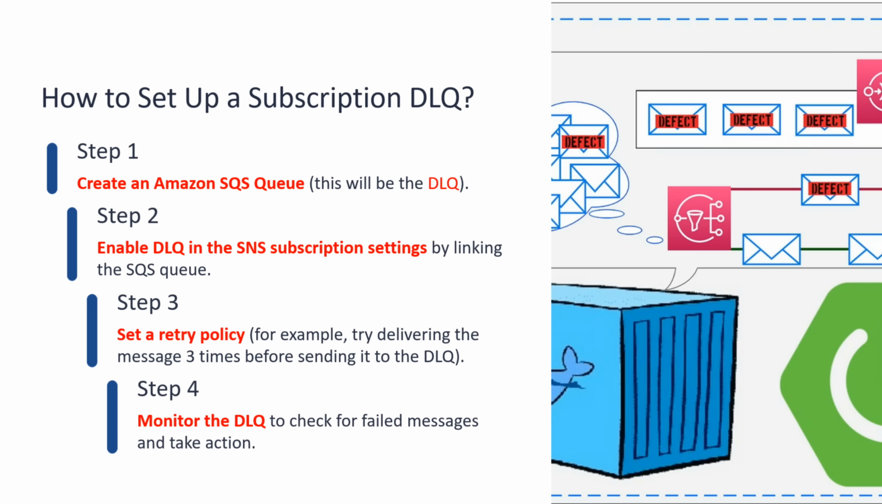How to set up a subscription DLQ? First, create an Amazon SQS queue, that will be your DLQ. Then enable DLQ in SNS subscription settings by linking the SQS queue. Then set a retry policy. For example, try delivering the messages 3 times before sending it to DLQ. Then monitor the DLQ to check the failed messages and take action.